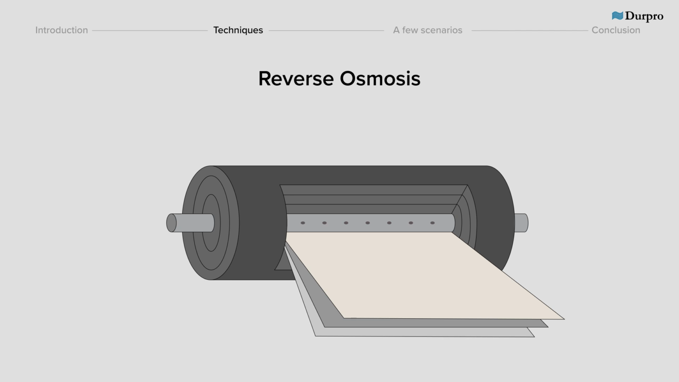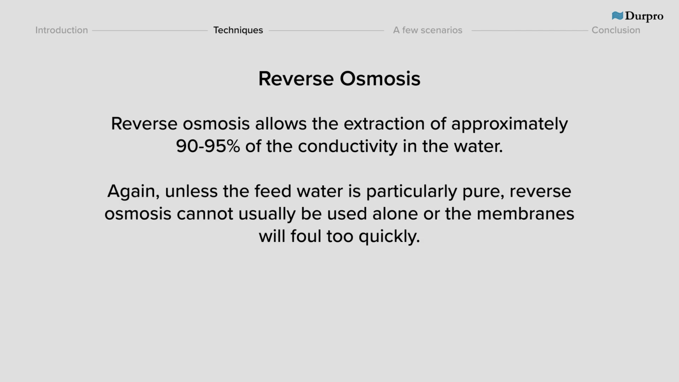microns. When reverse osmosis is used for conductivity reduction, the principle is the same as that of nanofiltration, to extract dissolved matter from the water. In contrast to nanofiltration, reverse osmosis allows the extraction of approximately 90 to 95% of the conductivity in the water. To achieve 95% conductivity removal, double reverse osmosis may be required.